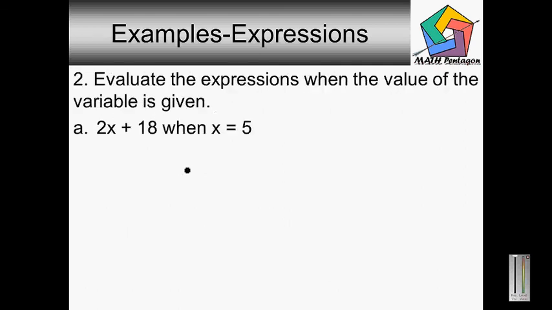Okay, the directions are telling us evaluate the expressions when the value of the variable is given. So we have 2x plus 18 when x equals 5. So that's basically saying we have to substitute the x for 5. So it's 2 times 5 plus 18 equals. So we do the multiplication first. 2 times 5 is 10, plus the 18 gives us 28. So that is our final answer to that question.